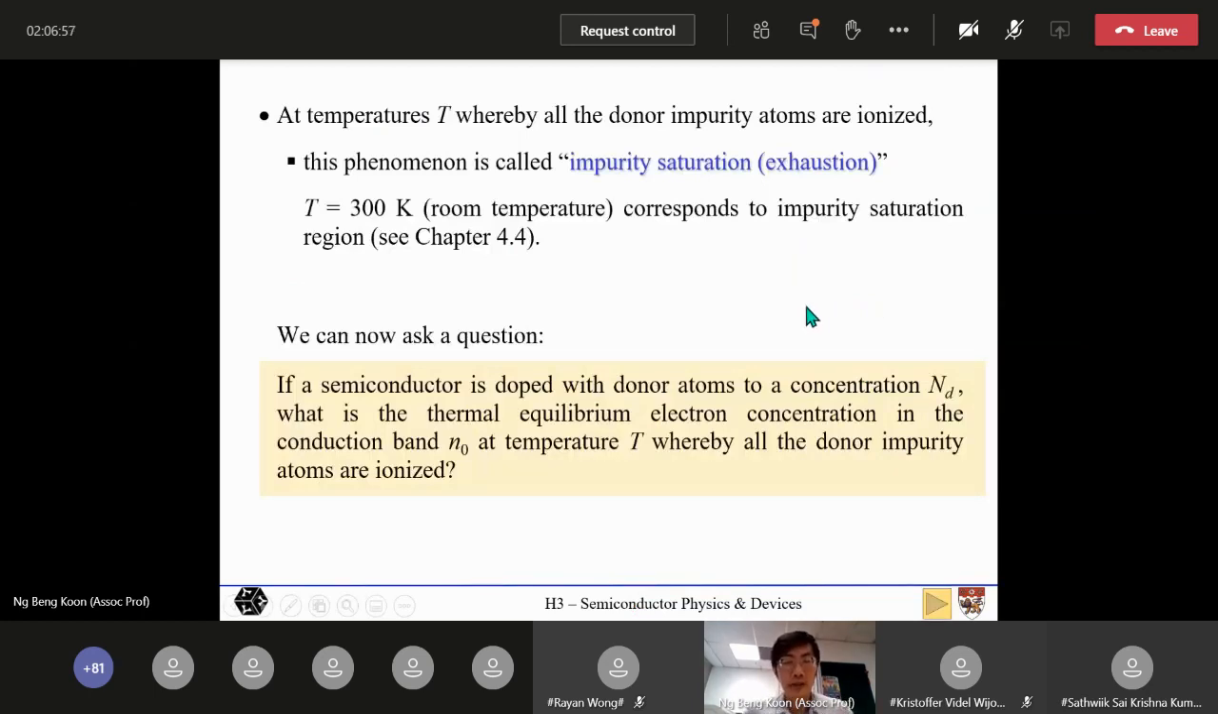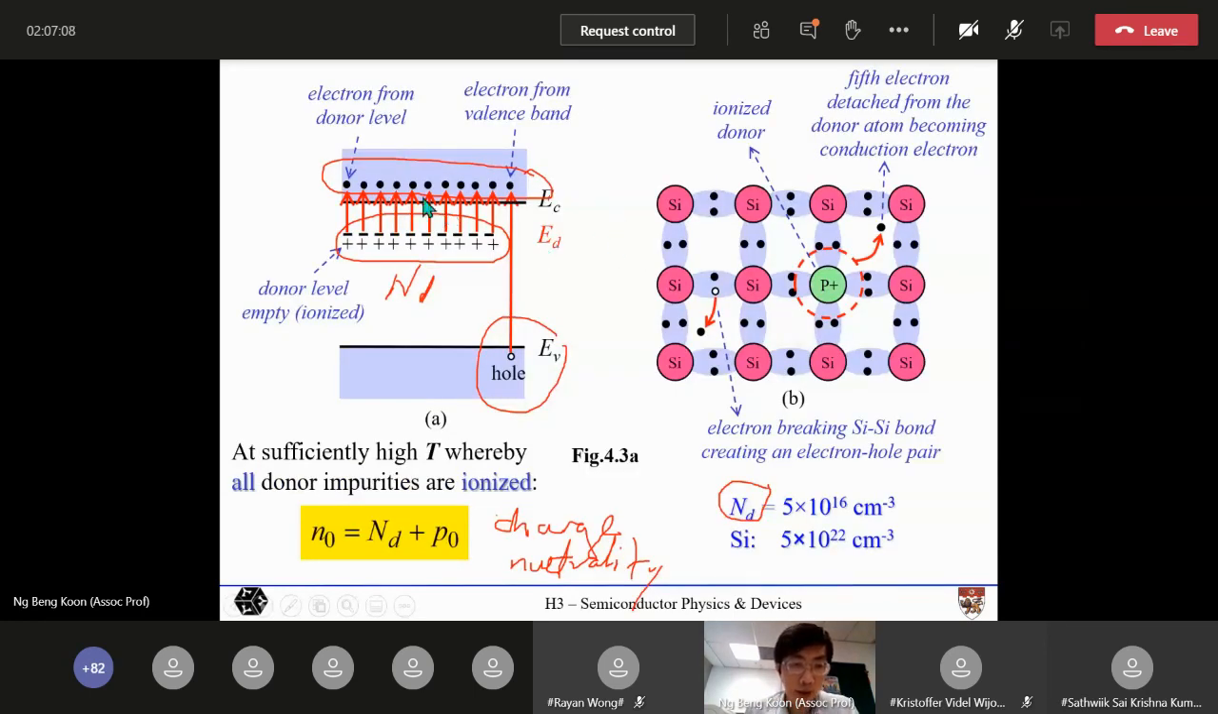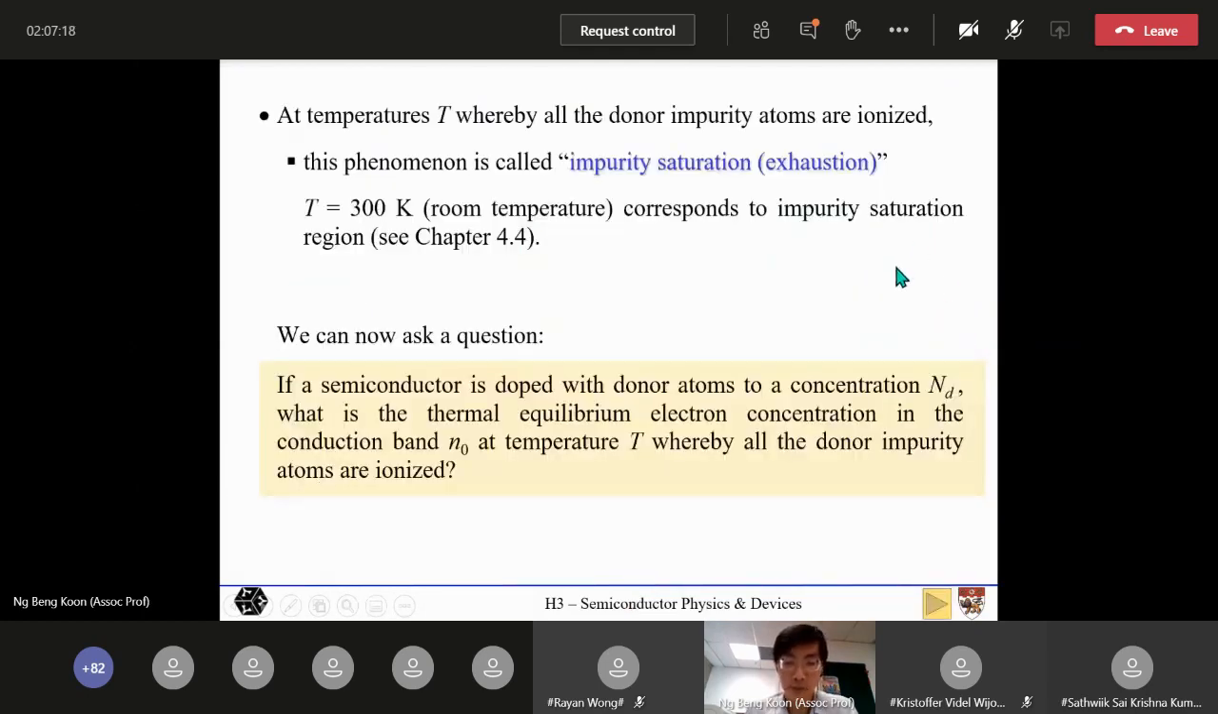So at this temperature where you have all the donor impurity atoms ionizing, we call this the impurity saturation condition. And in this case, by the way, we call these donor electrons, those that come from the donor impurity atoms.